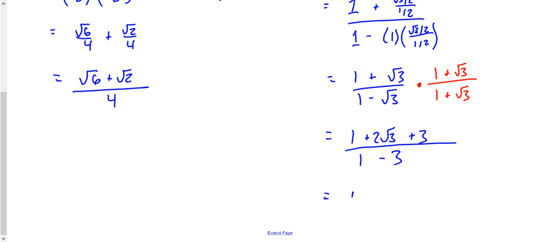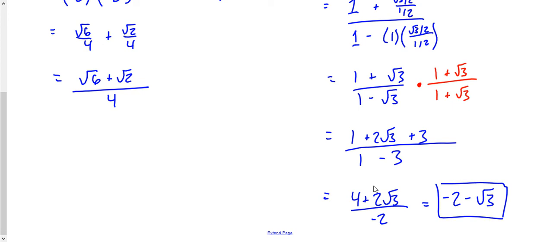Here, numerator, I have 4 plus 2 root 3. Denominator, 1 minus 3, of course, is just negative 2. Here, because we can divide everything by 2, I'm going to end up with negative 2 minus root 3. And there we go. This here is our answer. That's our solution in the exact values.